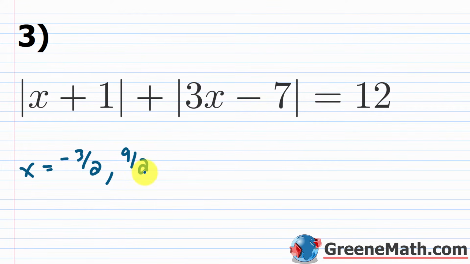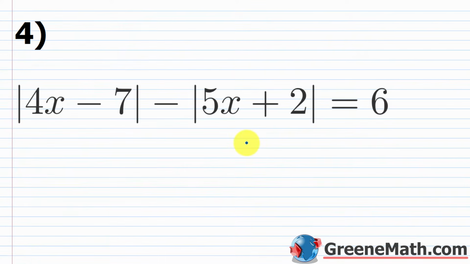Again, you can always pause the video and check each one of these, make sure it works in this equation. I've already verified each one of these solutions. You can even take that solution that we rejected, that negative 2, you can plug it in and see it's not going to work. All right, let's take a look at problem number 4. So we have the absolute value of 4x minus 7, then minus the absolute value of 5x plus 2, and this equals 6.